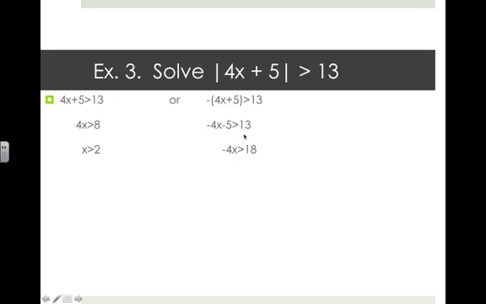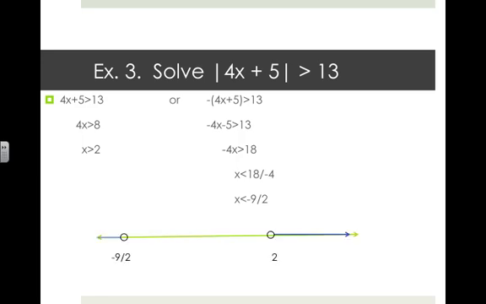On the right-hand inequality, we distribute the negative. So we get negative 4x minus 5 greater than 13. And let's say we have negative 4x greater than 18. So we're going to divide both sides by negative 4. What do we do when we divide by a negative? That's right, we reverse the inequality. So x is less than 18 divided by negative 4, which reduces to negative 9/2. Okay, so in order to be a solution, x has to be greater than 2 or less than negative 9/2.